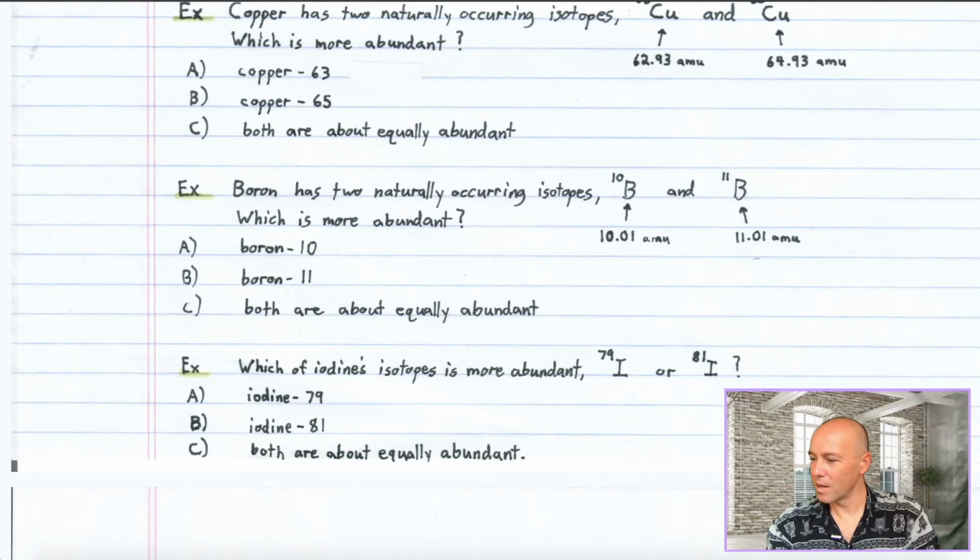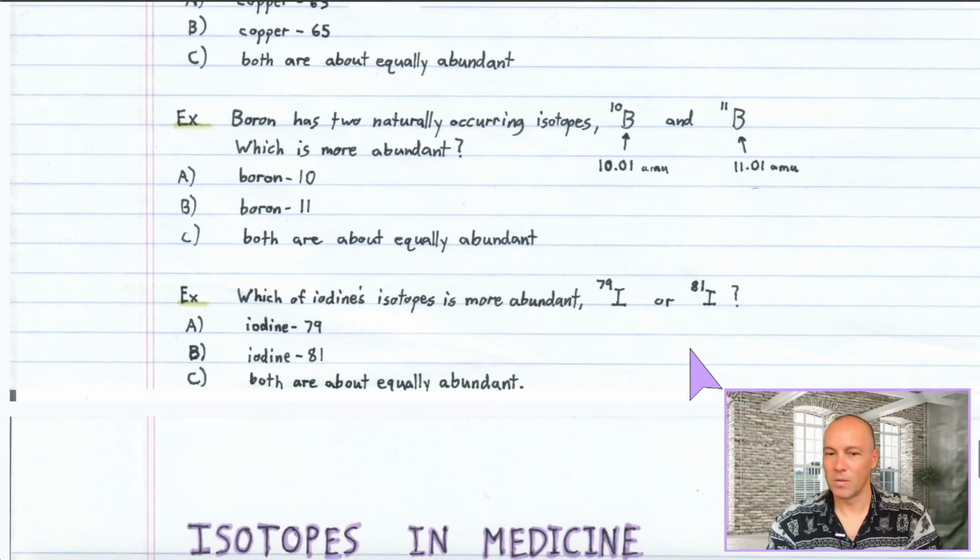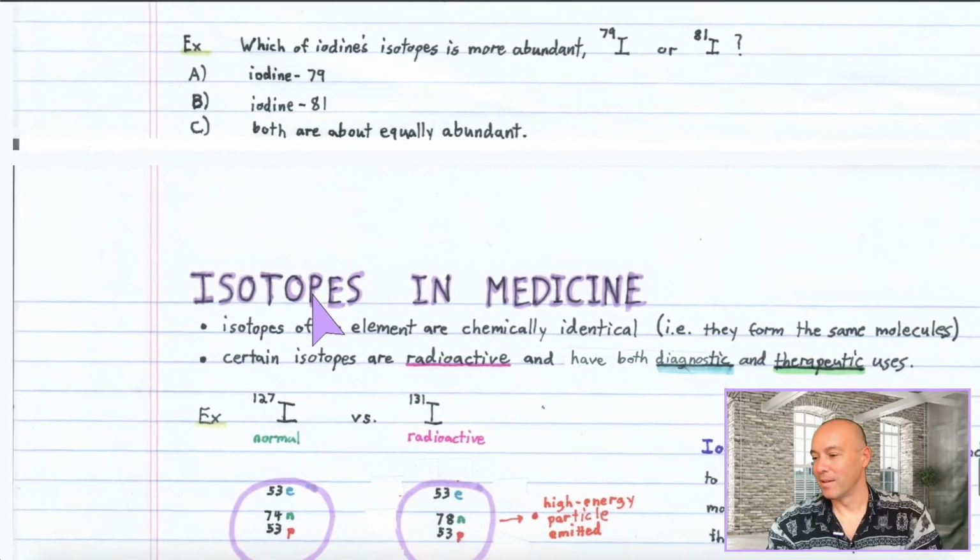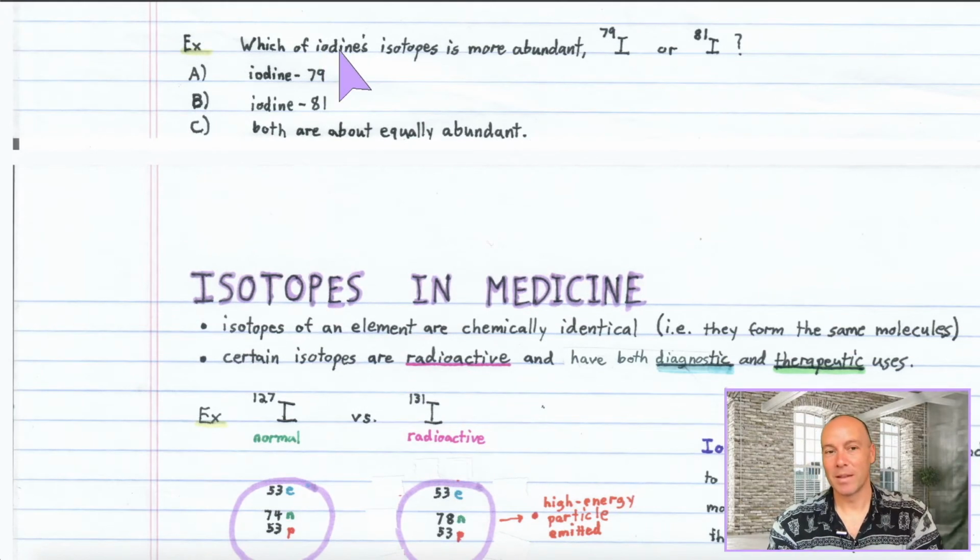Oh, I made a mistake here. This is supposed to say bromine 79 and bromine 81. That's what's going on. I was a little confused. Dagnabbit, I made a typo here. Okay, so let's see if we can just wing this.